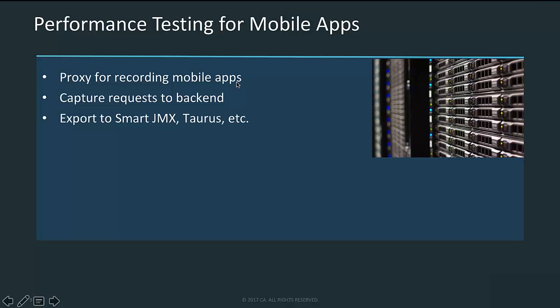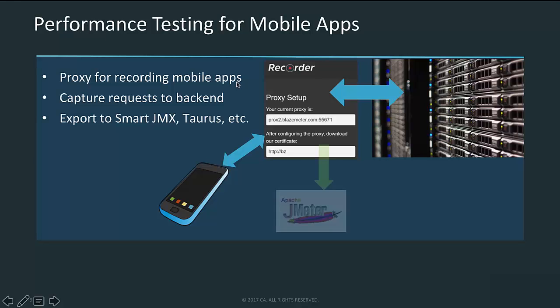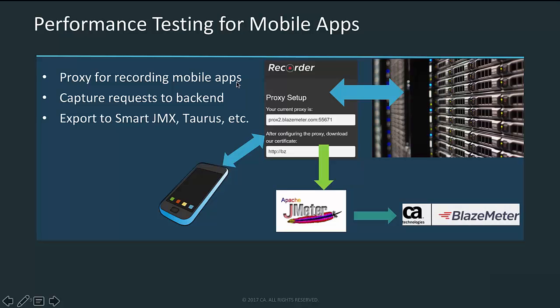Performance testing for mobile apps is essential, and what BlazeMeter allows you to do is use an online proxy. You redirect traffic from the mobile device to the online proxy. It'll capture the request to the back end as the session is going, and then export the results in what we call a smart JMX or a Torus file format, which allows you to build tests and execute them on the CA BlazeMeter platform.